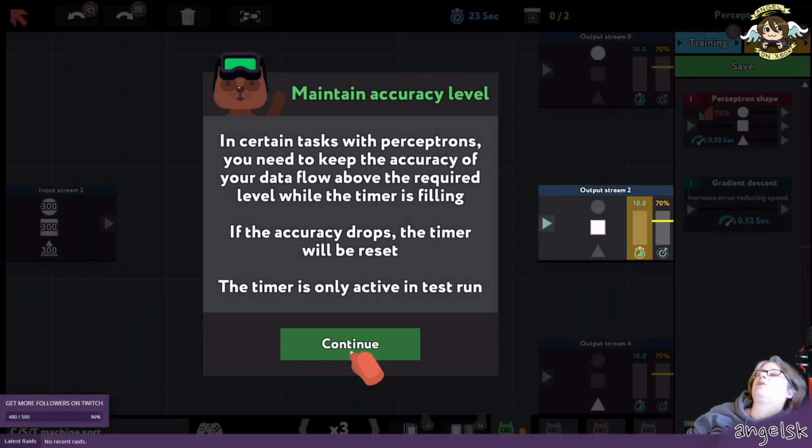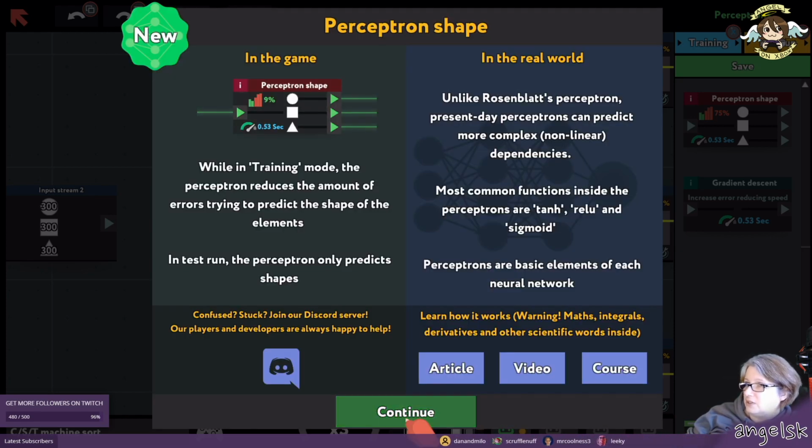Are we going to have to train more cars? Because I did not understand what I was doing there. Okay, maintain accuracy levels. In certain tests with perceptrons, you need to keep the accuracy of your data above the required level while the timer is filling. If it actually drops, the timer will reset on your given test run. Okay, in the game, while in training mode, the perceptron reduces the amount of errors trying to predict the shape of the elements. In test run, the perceptron only predicts shapes.